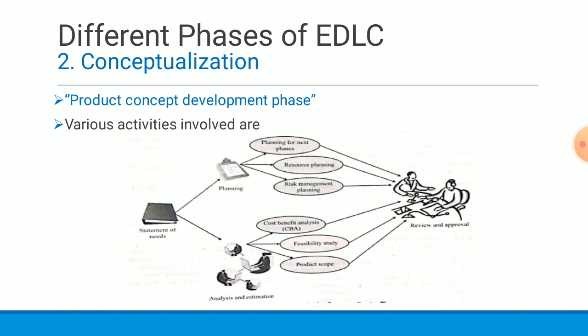At the end of the conceptualization phase, reports on analysis and study activities and planning activities are submitted to the client or project sponsor for review and approval. The executive committee will review them and give the green signal to proceed if they are satisfied with this analysis and estimation. So that's about the conceptualization phase.